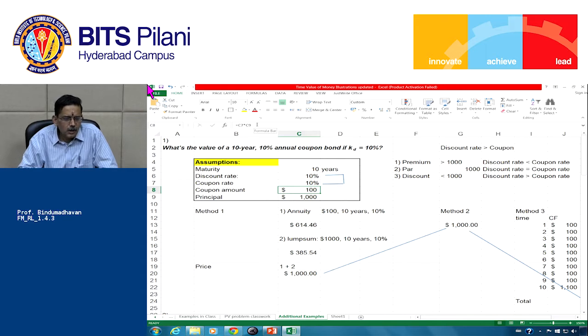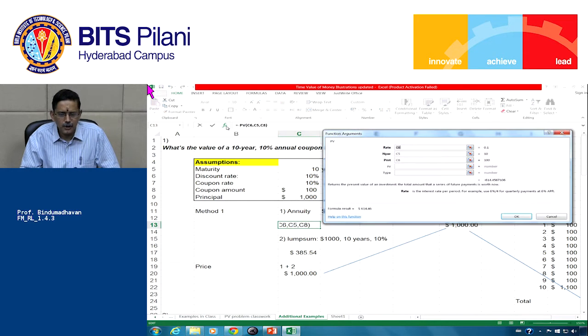Now we have got all the assumptions in, and we need to find the price or the present value of the cash flows that this particular bond is going to generate. So how do we do that? One method is by using the annuity formula. So we have this annuity formula, and we can use it.